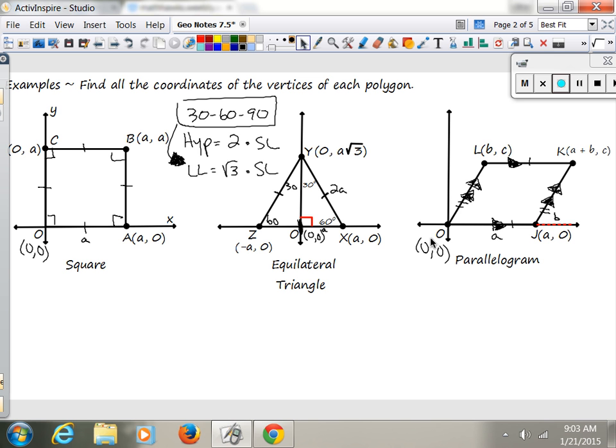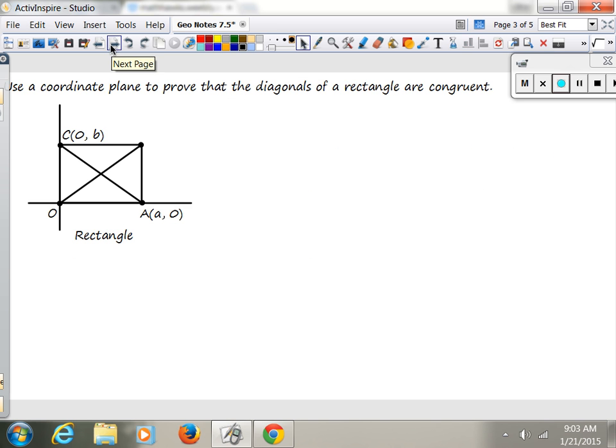All right, there's your parallelogram. Let's move to the triangle, the rectangle. It says use a coordinate plane to prove. That's the key word I want you to underline. Prove that the diagonals of a rectangle are congruent. Prove that this diagonal is congruent to this diagonal.